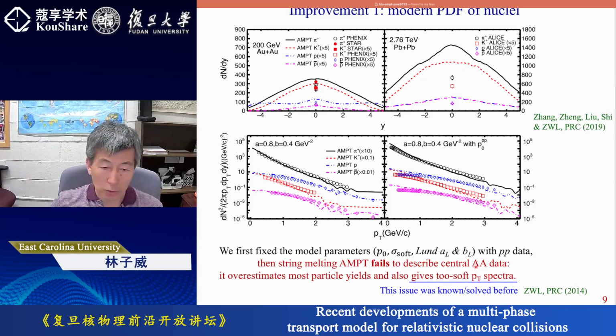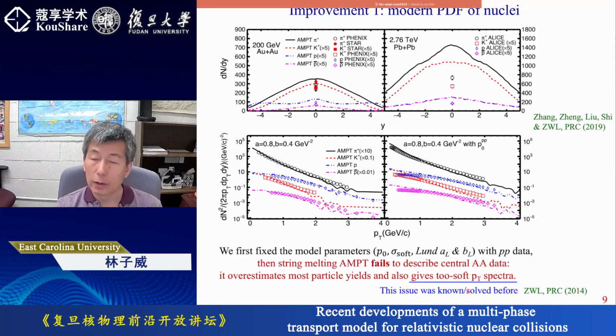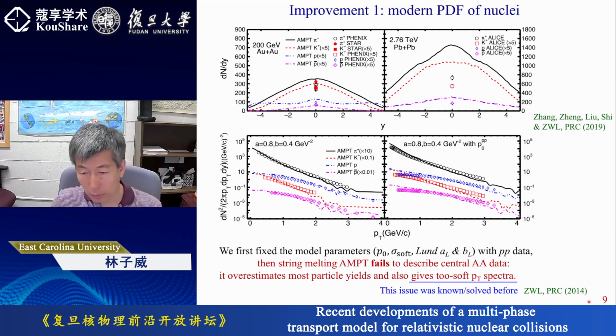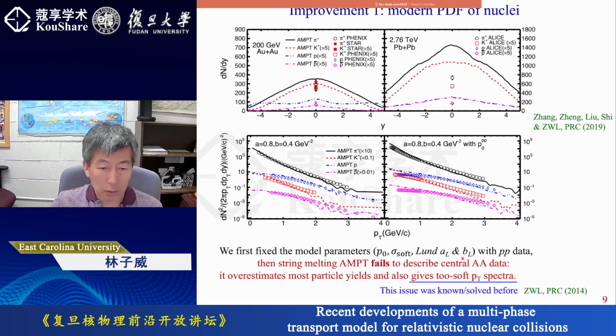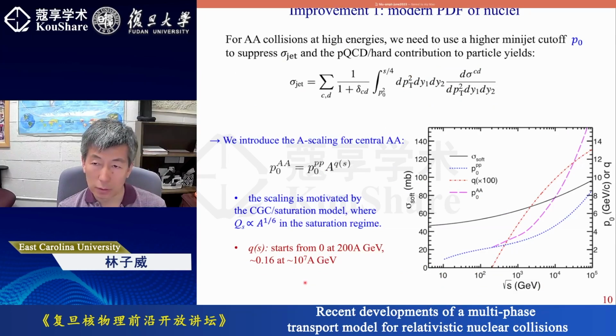The problem that the PT spectra are too soft was known and solved before, when we tuned the AMPT model with string melting to reproduce the high energy AA data. In that work, we found that we need to use a very small value for the Lund B parameter. But we also have a new problem now with the new PDF, that the particle yields are overpredicted. So we are forced to do something new.